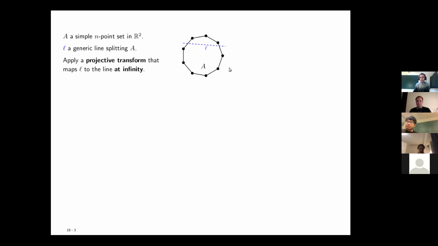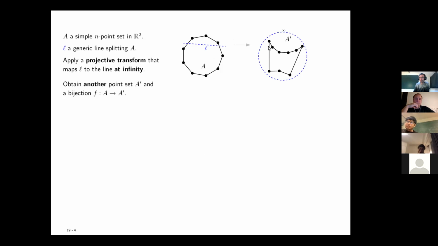And now let me apply a projective transform that maps L to infinity. I end up with this picture here. My line L is now at infinity. I can apply any projective transform that does that. There are many of them, but I don't care which one. I end up with a new point set A prime, and also a bijection between the points of A and the points of A prime.